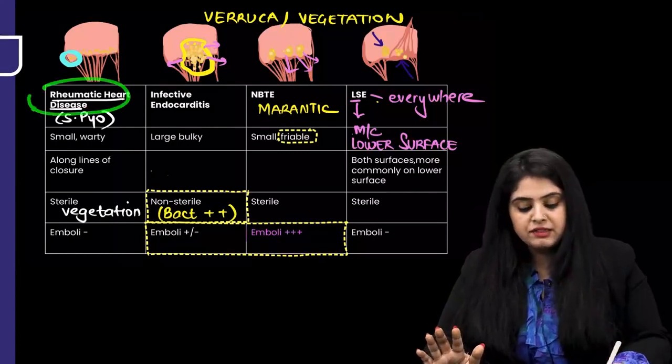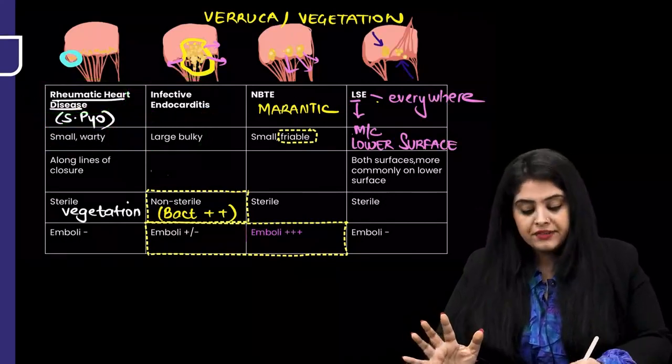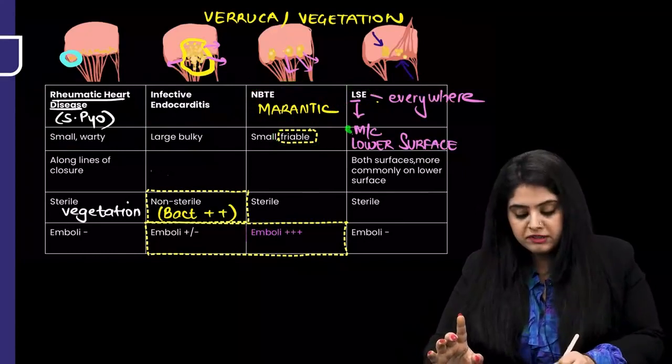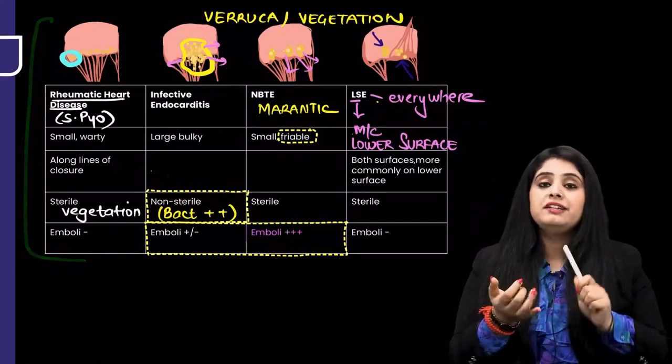Next, rheumatic heart disease has small, small warty vegetations. Infective endocarditis is big, bulky, bad. Then NBTE is weak and LSC is everywhere. But which is the more common surface? The lower surface is more common. I hope everyone's clear. This table will come in medicine and pathology.